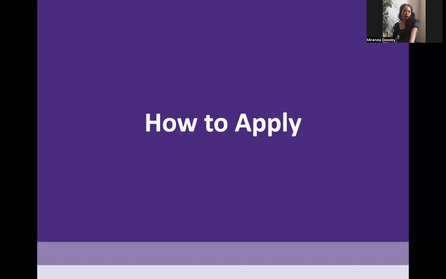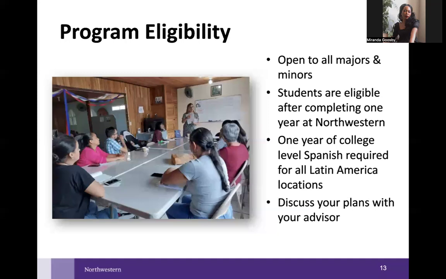And finally, let's move on to how to apply to GESI. GESI is open to students of all majors and minors. Students are eligible after completing 1 year of study at Northwestern, so as soon as the summer after your first year. For all Latin American locations, 1 year of college level Spanish or the equivalent is required. So essentially, the Latin American internships require conversational Spanish language ability. Finally, be sure about your plans to do GESI and discuss them with your financial advisor.